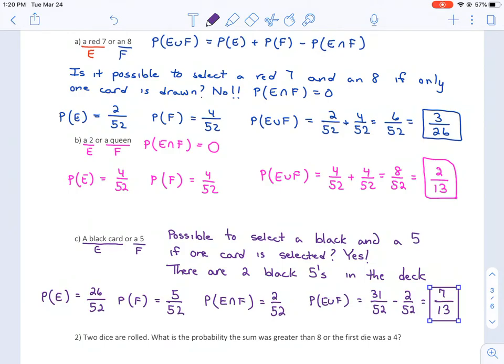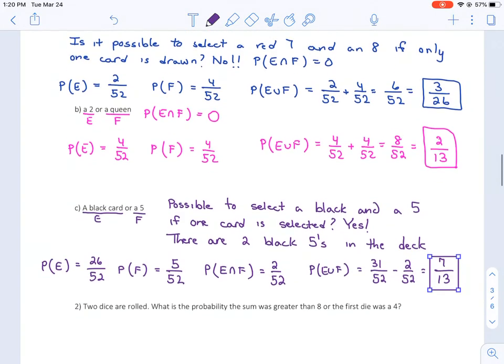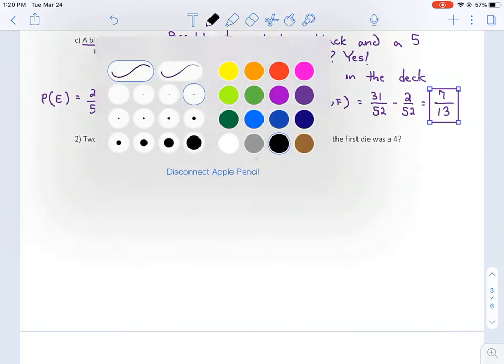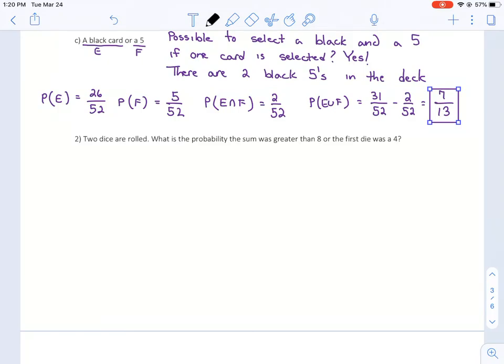Okay. Last question. 2 dice are rolled. What is the probability that the sum was greater than 8 or the first die was a 4? Just like the previous problems, I'm going to label this event E, and I'm going to label this event F.